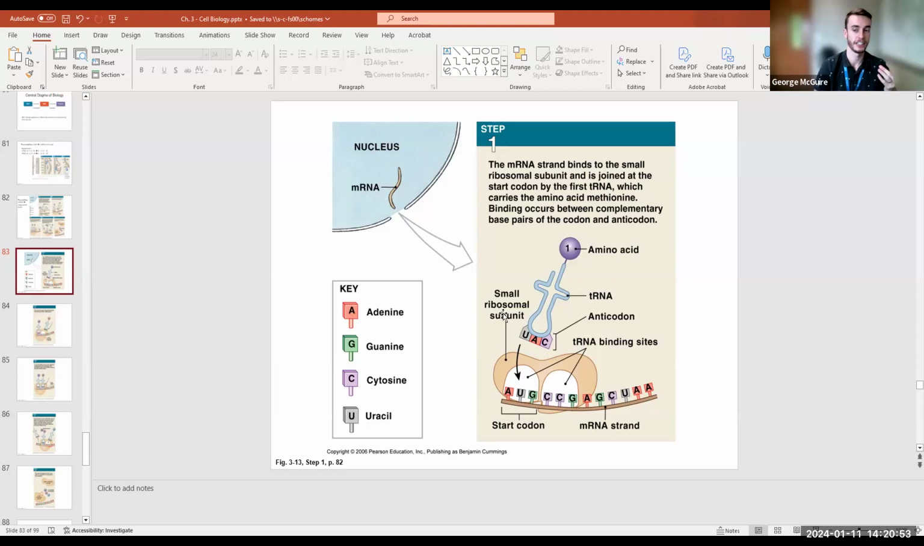Okay, so essentially every three nucleotides in our sequence here is going to produce one new amino acid being added to our polypeptide chain, to our new protein that we're creating.